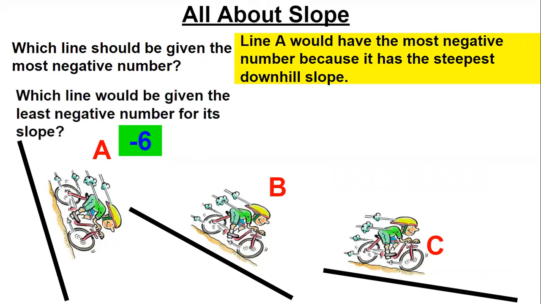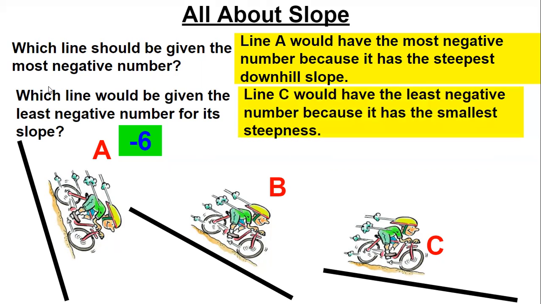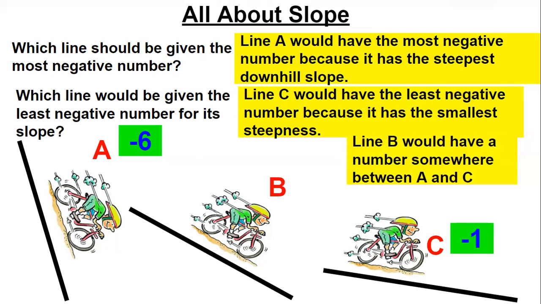Which line would be given the least negative number for its slope? I would bet C, because that one is not going very much downhill. It's not very steep. Line C would have the least negative number because it has the smallest steepness. So let's give it a -1. And then B would be somewhere in between -1 and -6. So we would give it a -4.